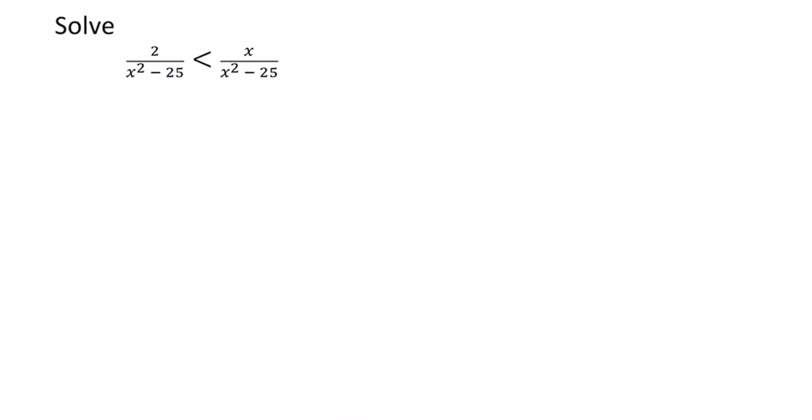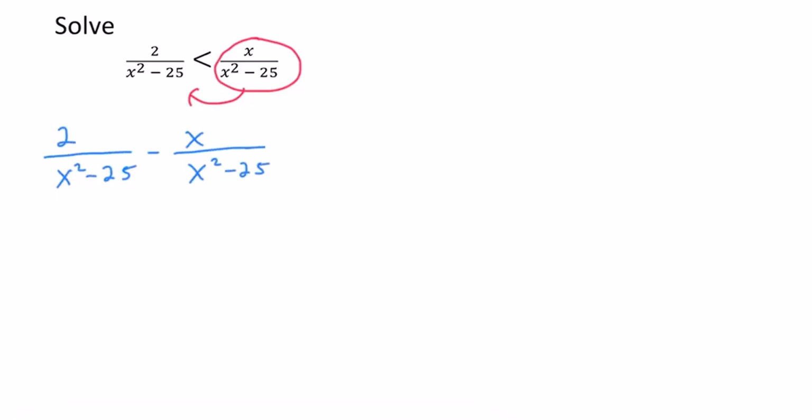Solve 2 over x squared minus 25 is less than x over x squared minus 25. So here we need to get 0 on one side, everything to the other side. So we need to subtract this fraction over. And we have 2 over x squared minus 25 minus x over x squared minus 25 is less than 0.